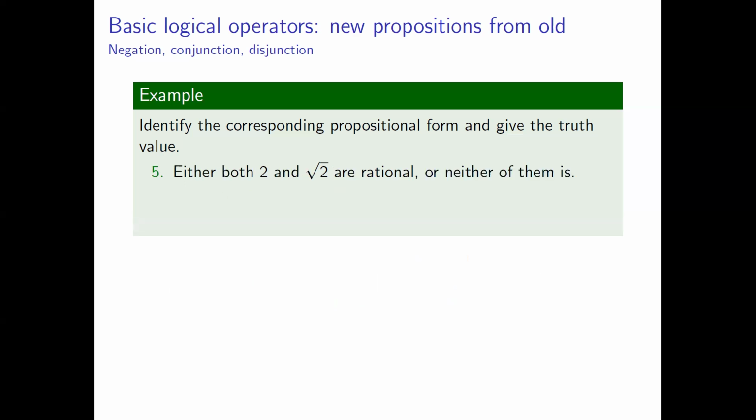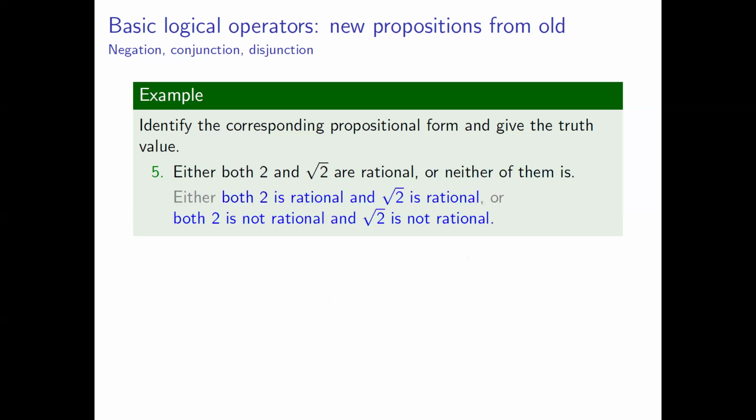For our last example in this set, consider the sentence, "Either both 2 and the square root of 2 are rational, or neither of them is." As in the previous examples, we can write the statement, "Both 2 and the square root of 2 are rational," as 2 is rational and the square root of 2 is rational. The statement, "neither of them is," means neither of them is rational, which can be written as 2 is not rational and the square root of 2 is not rational.